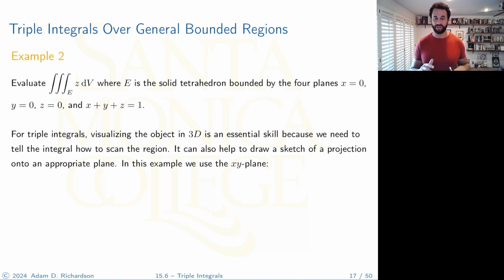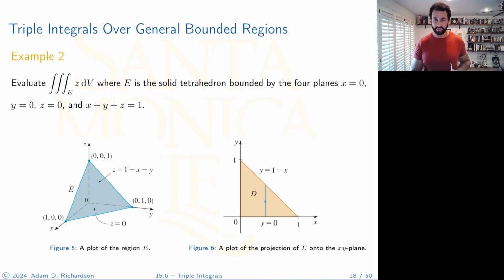In this example, we're going to use the XY plane. So here's what it looks like. This is the tetrahedron, right? It's bounded by those three coordinate planes. Those are the coordinate planes, respectively. And then it's bounded by this plane right here, the angled one that you're looking at, right? There you go. All right, so here is the fun part.